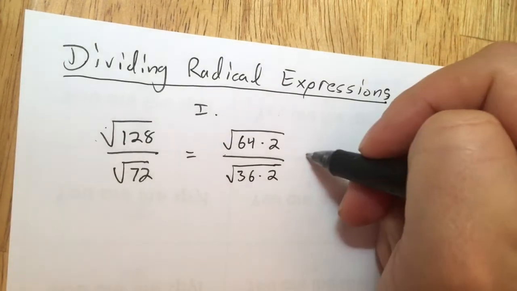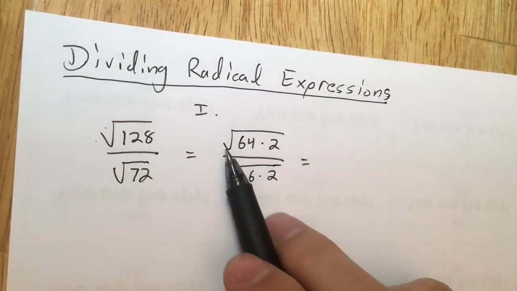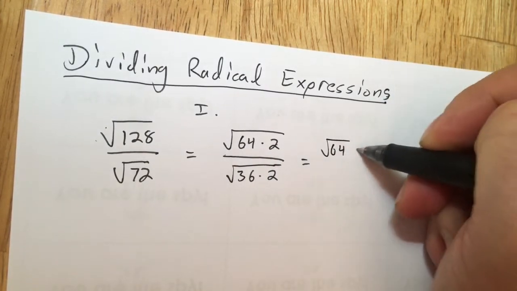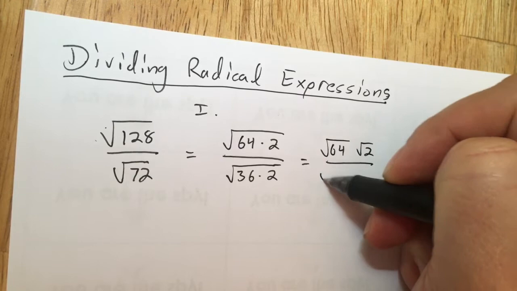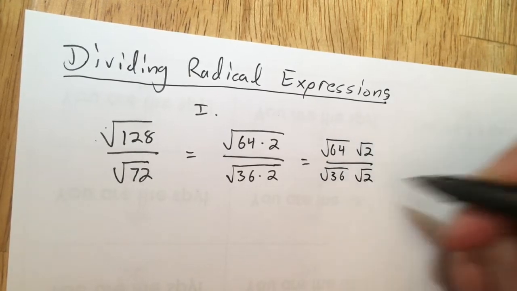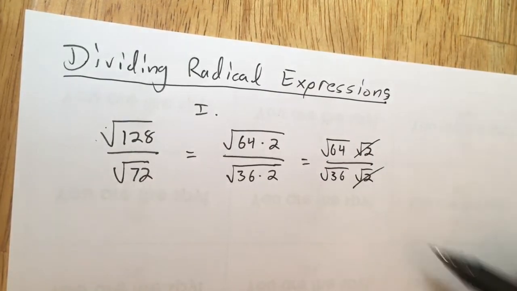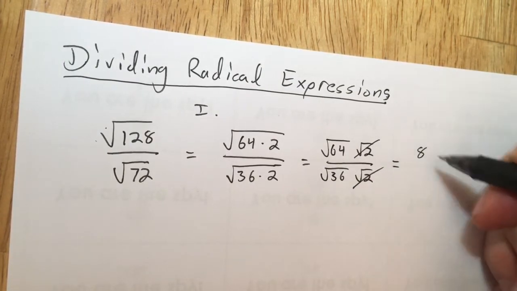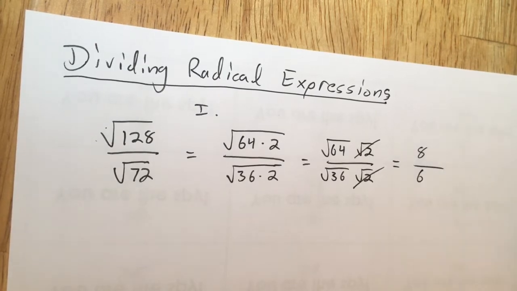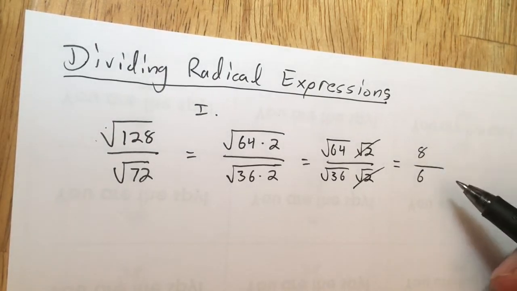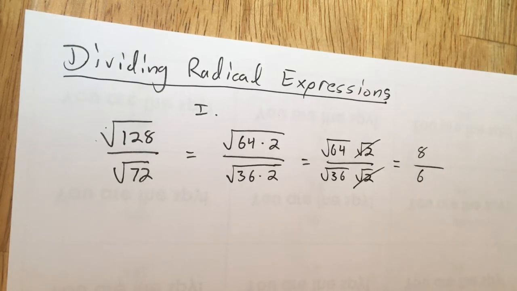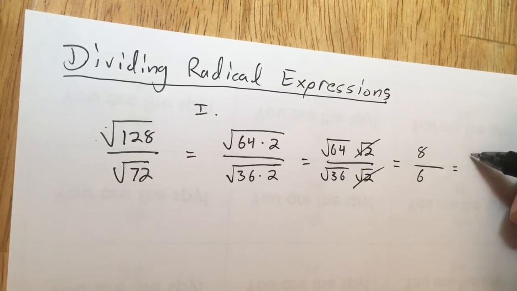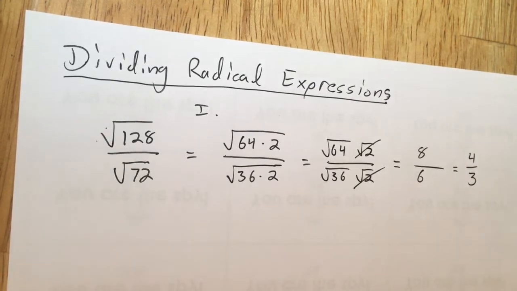All right. And we know that the square root of a times b is the square root of a times the square root of b. So this is the square root of 64 times the square root of 2 divided by the square root of 36 times the square root of 2. The root 2's cancel, and we can simplify: root 64 is 8, root 36 is 6, and that simplifies as well. We can divide the numerator and denominator. What's the largest number we can divide these by? 2. Divide them by 2, you get 4 over 3. So that's the final answer.